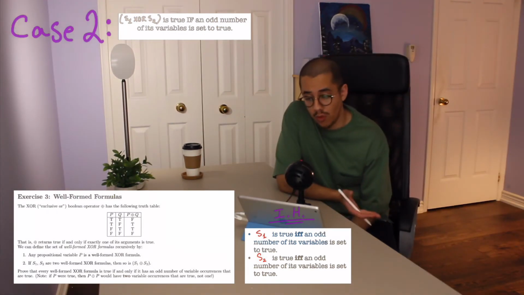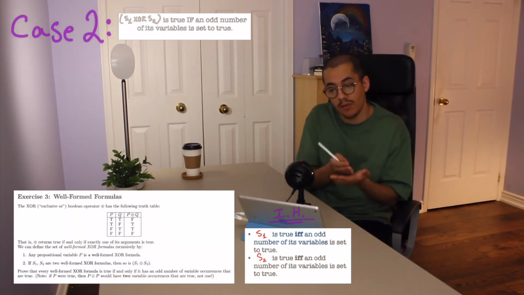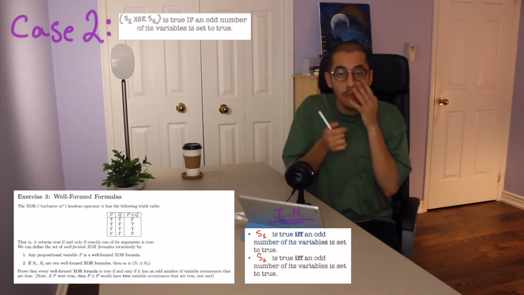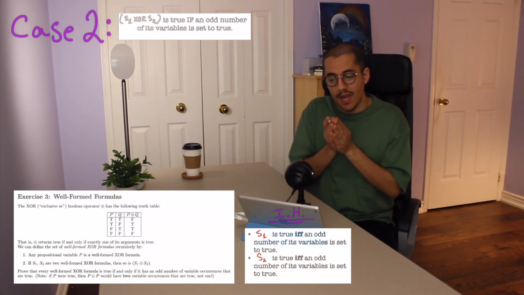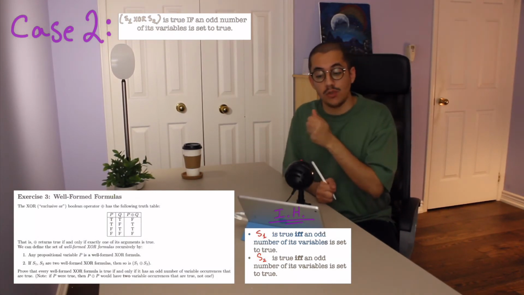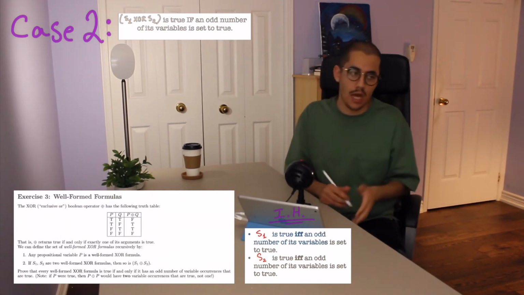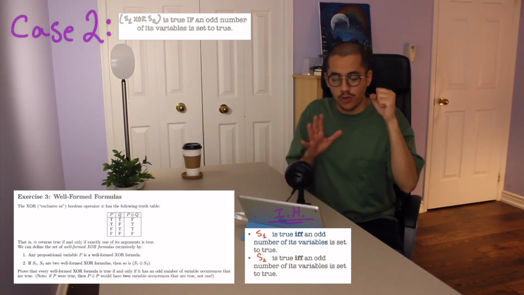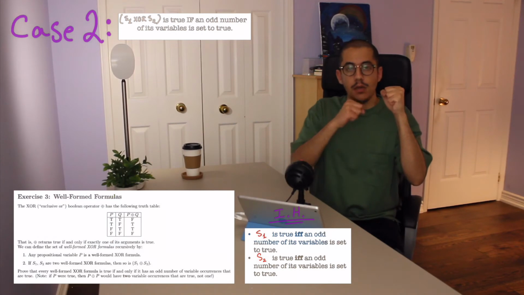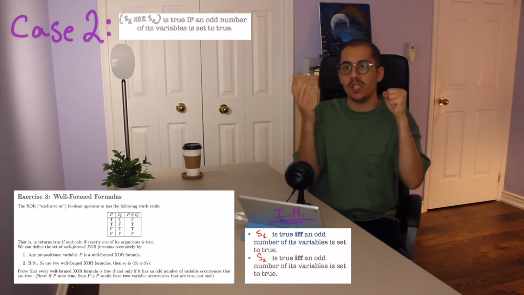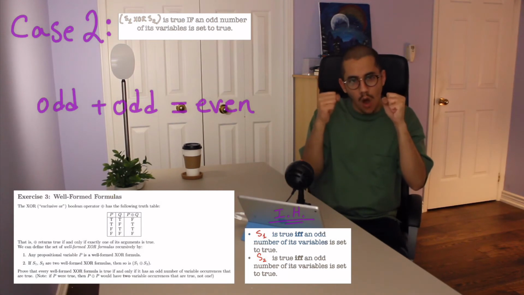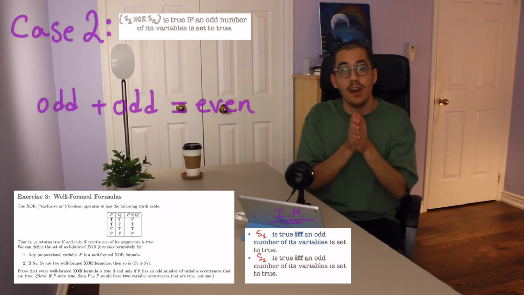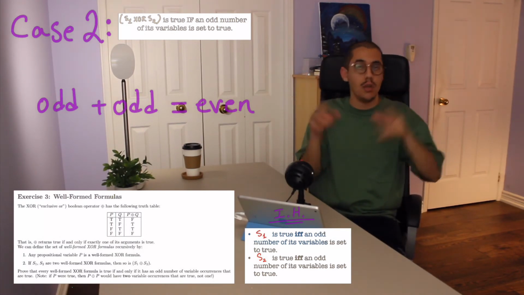Following case 1, we've got to prove case 2. If an odd number of variables is true, then S1 XOR S2 is true. If an odd number of variables is true, that means one of S1 and S2 must have an odd number of true variables. Why is that? Think about it. If one of them is odd, the other can be either odd or even, but let's say odd. Odd plus odd is even, and that's not the case, because we said the total had an odd number of variables to begin with. So it can't be that.